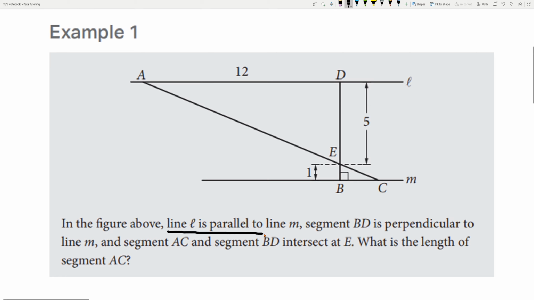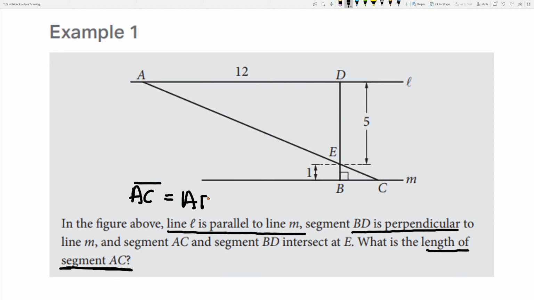Line L is parallel to line M. That's the first thing that they give us. And segment BD is perpendicular. Segment AC and BD intersect at E. We don't really need to know about that since it's marked. What we're looking for is the length of segment AC. So AC can be represented by the length of AE plus EC.